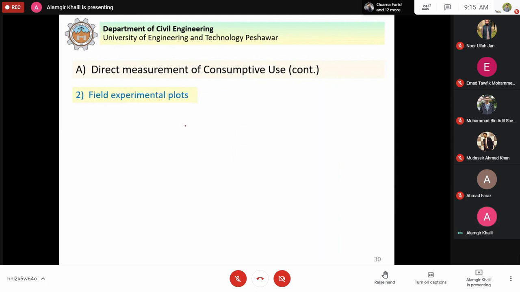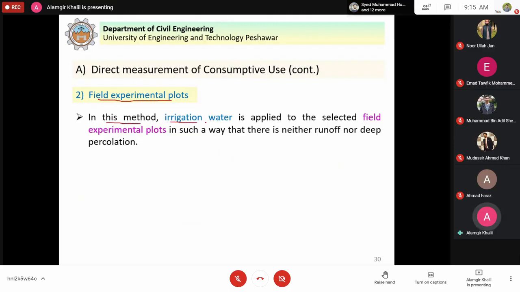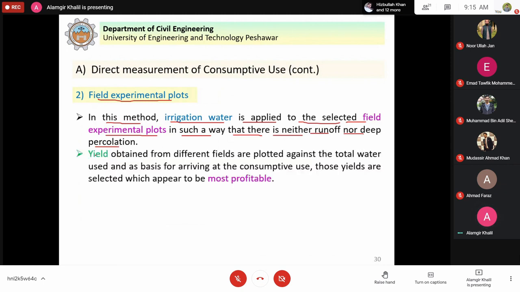The second method is field experimental plots. In this method, irrigation water is applied to the selected field experimental plots in such a way that there is neither runoff nor deep percolation. Yield obtained from different fields are plotted against the total water used, and as a basis for arriving at the consumptive use, those yields are selected which appear to be most profitable.